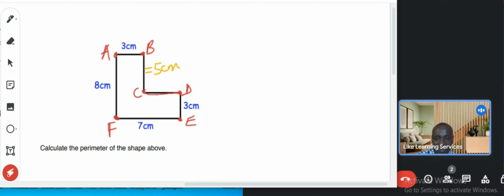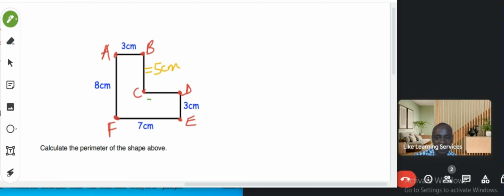Can you give me the length of C to D? C to D. Check it properly. We know what the length of C to D will be. Go ahead, I'm listening. C to D. Speak up, please, and stay close to your gadget. 4 centimeters. Say it again. 4 centimeters. Good.